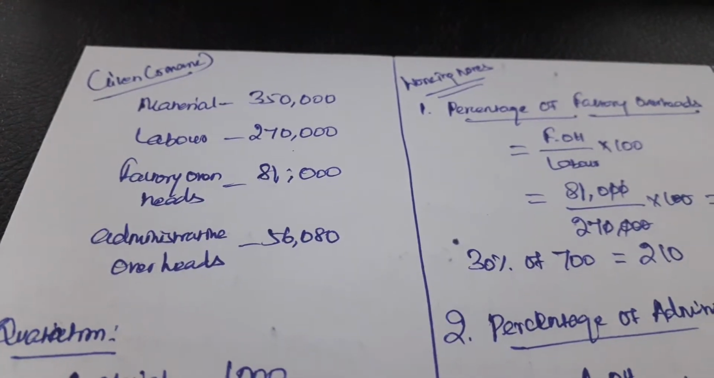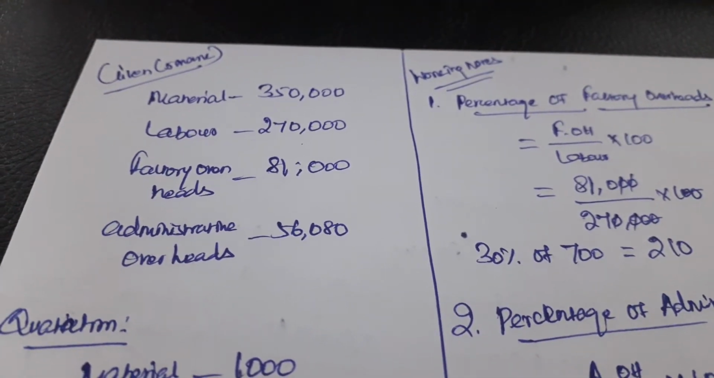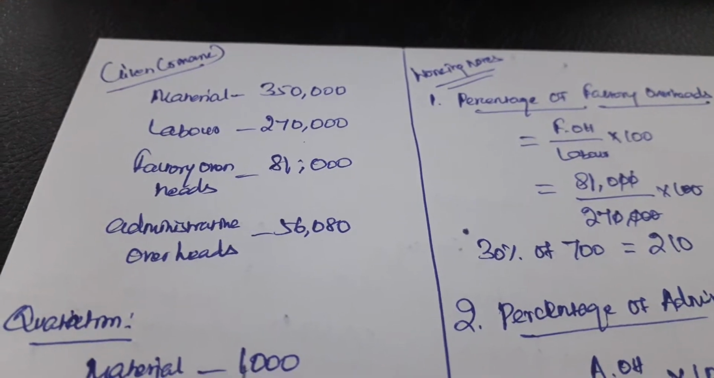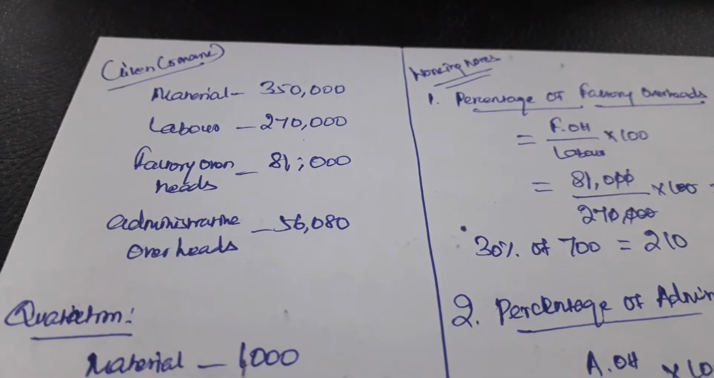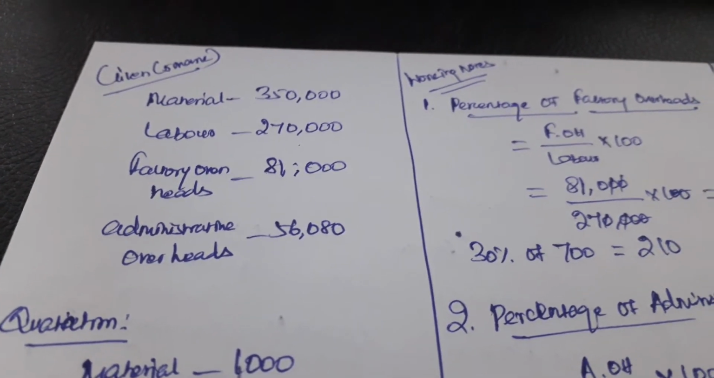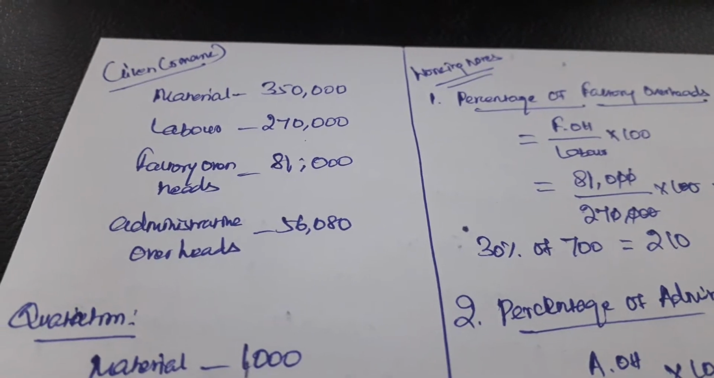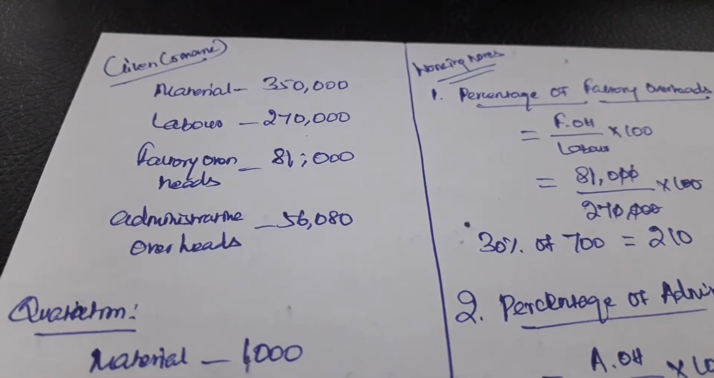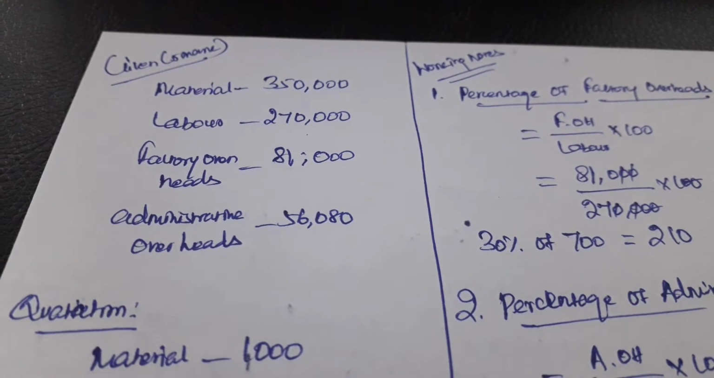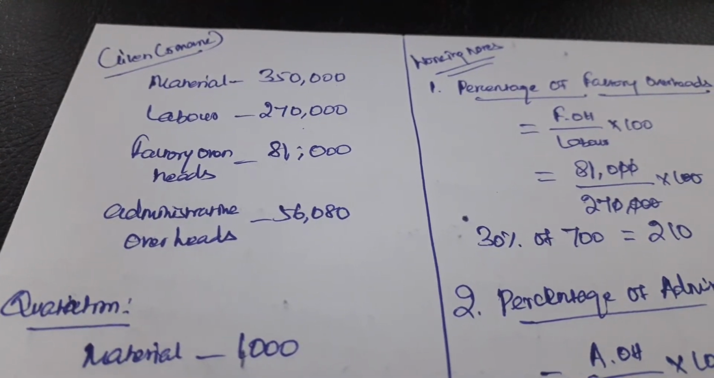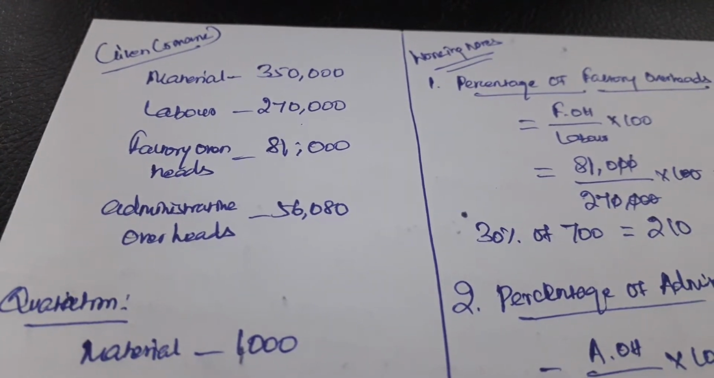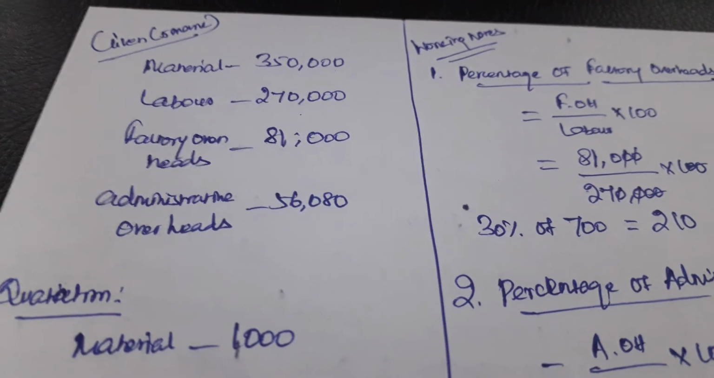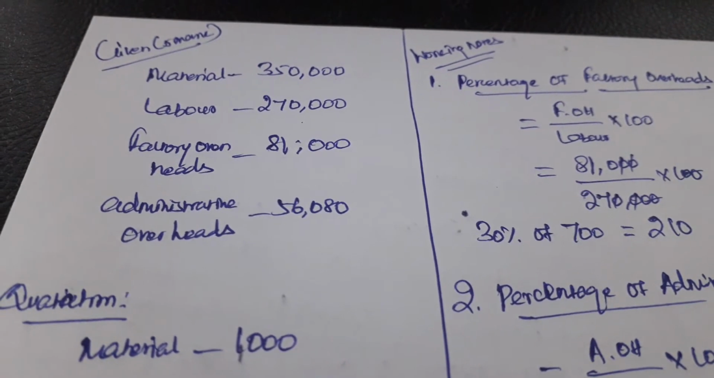Today, we are going to look at how to prepare a cost sheet, and through the cost sheet, how to prepare the quotation. Let's see. First, we will read the problem, then move forward to prepare the quotation. First, the material 3,50,000, labor 2,70,000, factory overheads 81,000, administrative overheads 56,080. It's all relevant to the cost sheet.